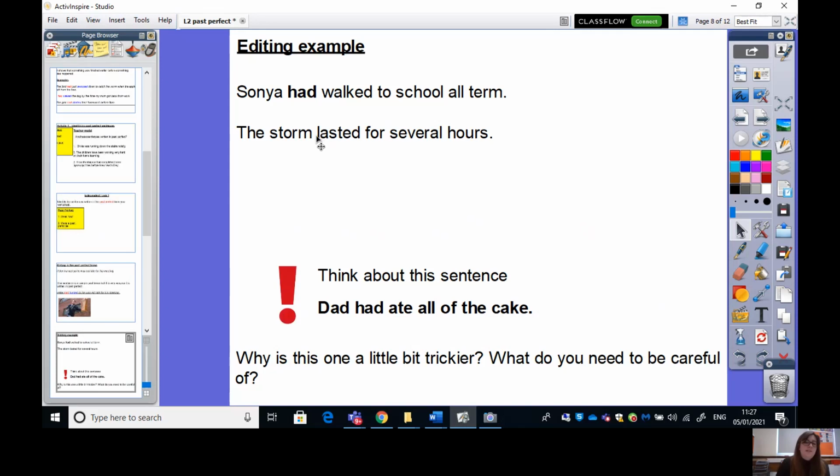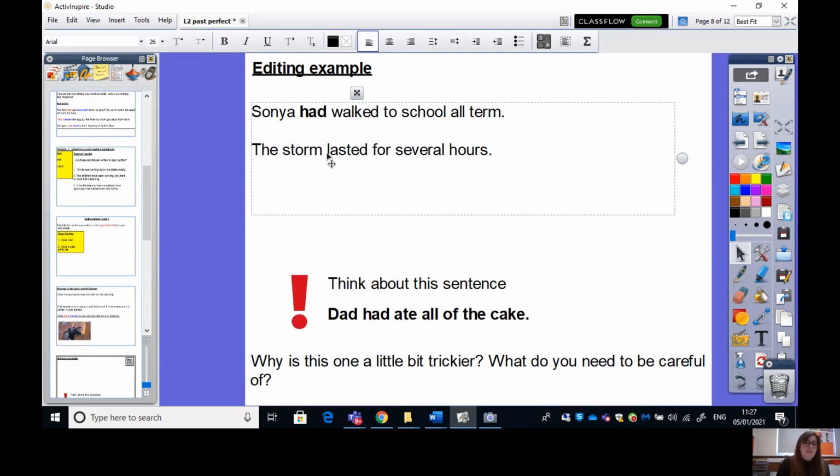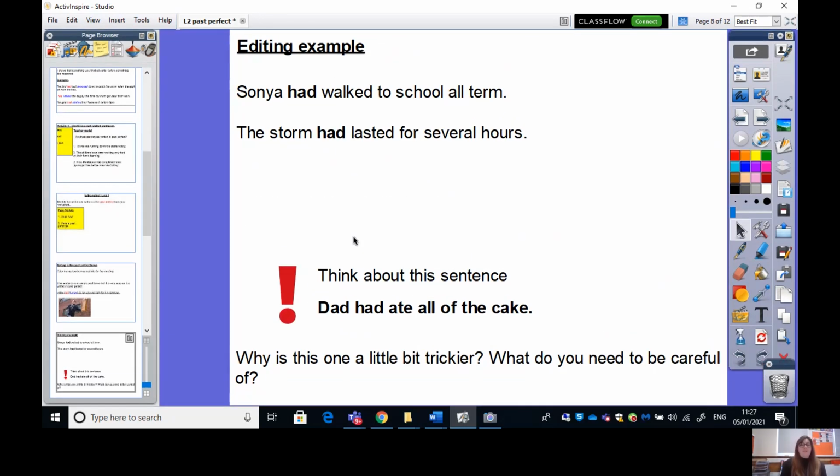So lasted, and we need to put had, so you can see that. The storm had lasted for several hours. But now, as I did warn you, things can get a little bit tricky. So we have this sentence here with a big exclamation mark at the side of it, because this is one that you need to watch out for.